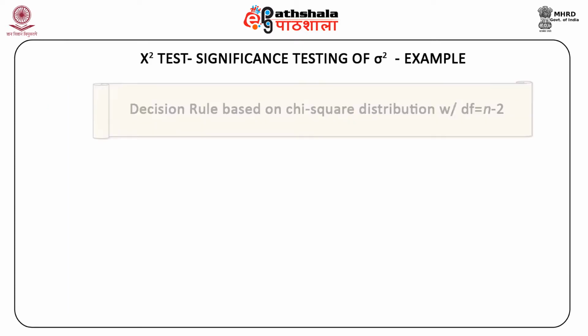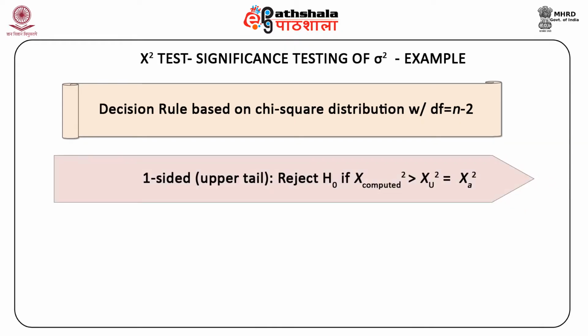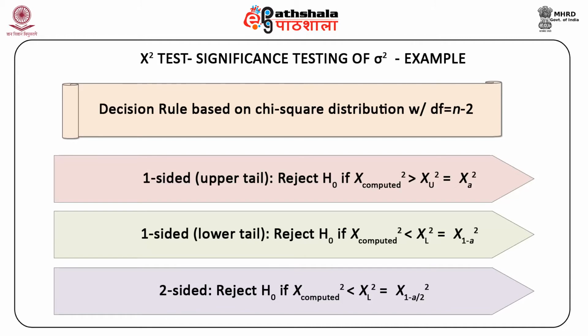Moving further to the decision rules based on the chi-square distribution with degrees of freedom equal to n minus 2. One-sided upper tail: reject H0 if computed chi-square is greater than chi-square upper, which is equal to chi-square alpha. One-sided lower tail: reject H0 if computed chi-square is less than chi-square lower, which is equal to chi-square 1 minus alpha. Two-sided: reject H0 if computed chi-square is less than chi-square lower, which is equal to chi-square 1 minus alpha by 2. Conclude that sigma 0 squared is greater than sigma squared.